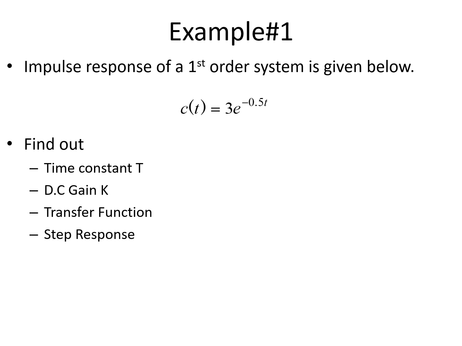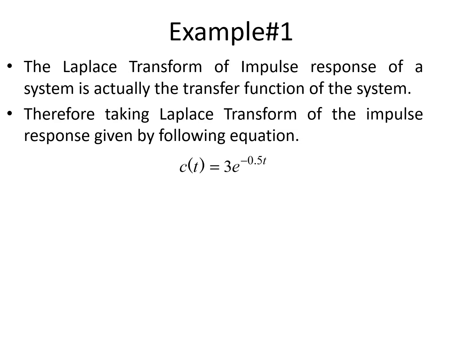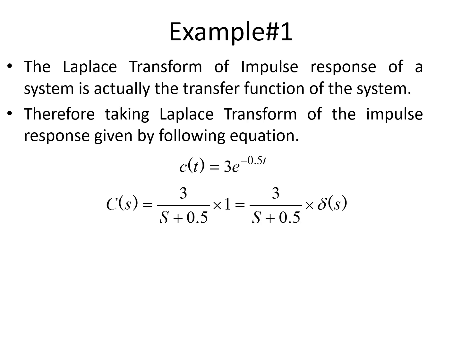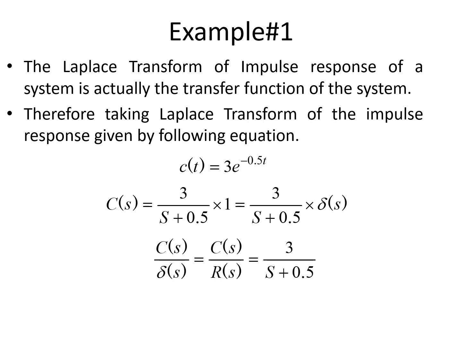Now let's take one example and we'll try to find out the time constant value T, DC gain, transfer function and step response for the c of t value, which is given as 3 into e power minus 0.5 t. The first thing is the Laplace transform of impulse response of the system is nothing but the actual transfer function of the system. So first we'll take the Laplace transform for this particular example by taking the input to be a unit impulse input. So C of S is equal to 3 divided by S plus 0.5, right? So this is our C of S by delta of S or C of S by R of S. I'm finding the impulse response first.